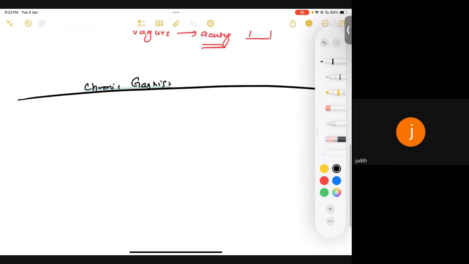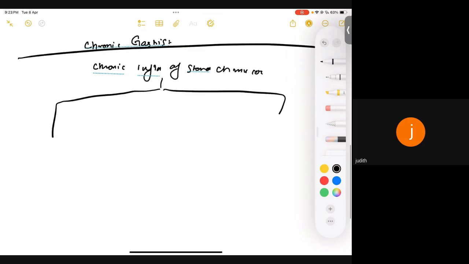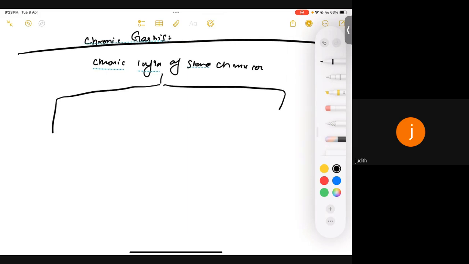So what is chronic gastritis? As the name indicates, it's a chronic inflammation of your stomach mucosa, right? This chronic inflammation can be due to 2 reasons. We are going to divide it into 2 types. One of which is chronic autoimmune gastritis, and the other one is going to be chronic H. pylori gastritis. What's the idea?